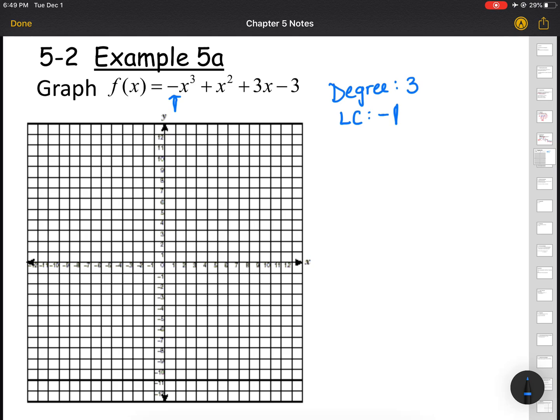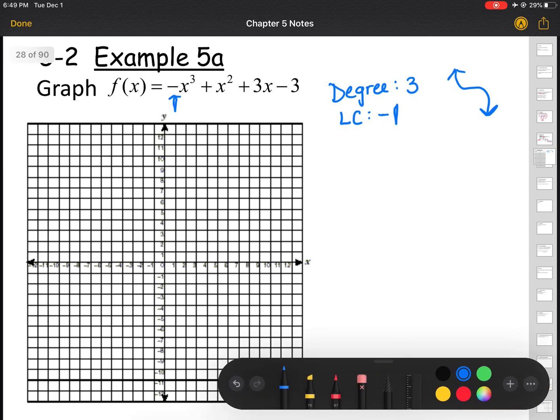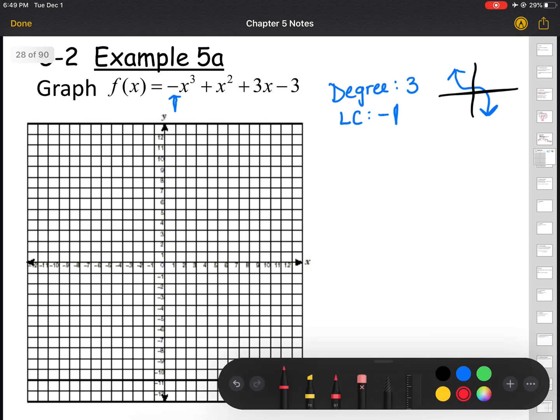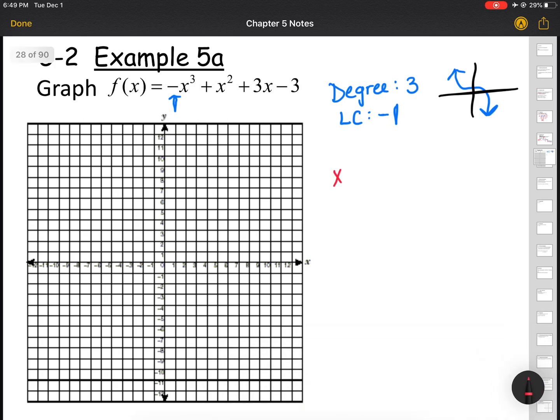If I think about my end behavior, my degree is 3, that is odd, so I know it's going to be a snake shape. And I know my leading coefficient's negative, so that tells me it's going to be a backward snake, looking like this if I were to graph it, and I throw in some axes there. To actually graph that, I need to make a table of values. It's always good to plug in -3 through 3. That gives you enough values to work with.